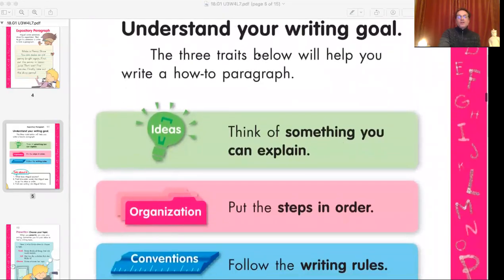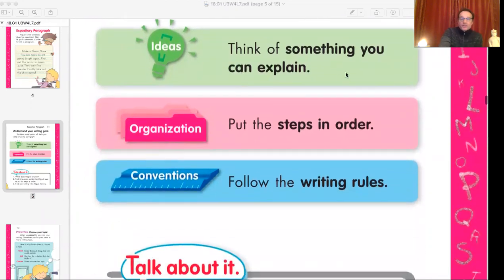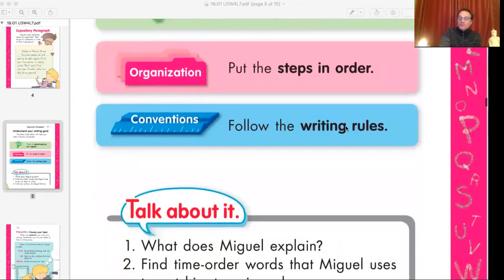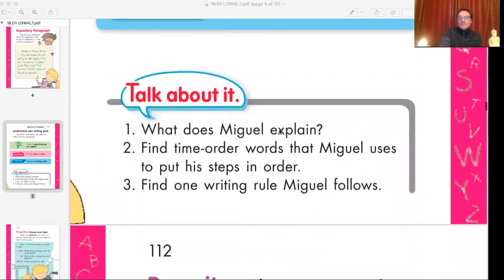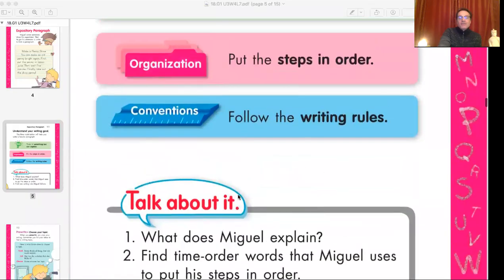Understand your writing goal. The 3 traits below will help you write a how-to paragraph. Think of something you can explain. We've already done that. And make the steps in order. We've already done that. And then follow the writing rules. What does Miguel explain? Well, we know that. Doesn't he explain how to make a penny shiny again? This is the word I was looking for, time order words. Find the time order words that Miguel used. We already found those, didn't we? First, then, and finally. And then find one writing rule that Miguel follows. Well, can you think of a writing rule that Miguel follows when we look back here?